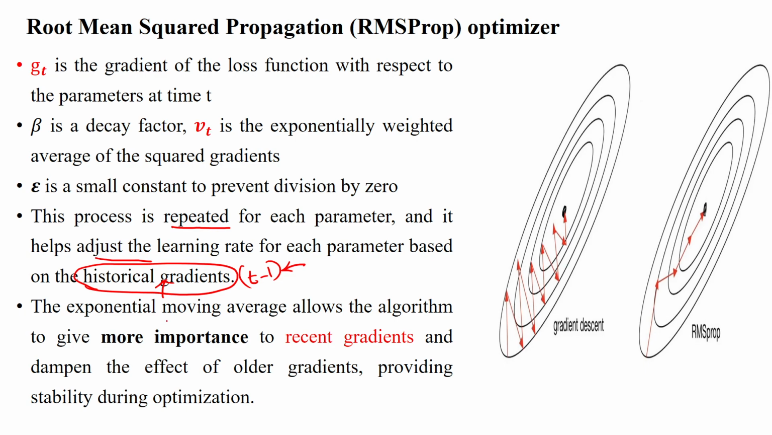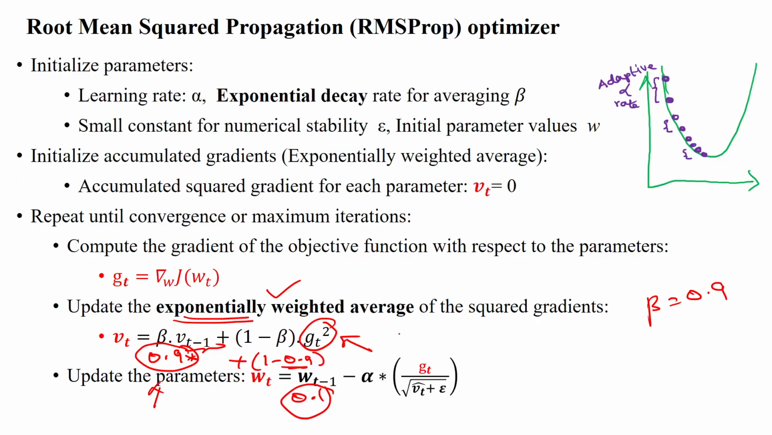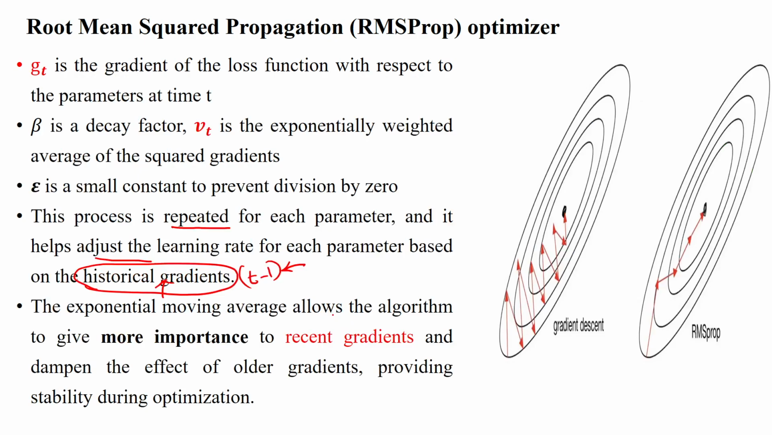This is useful to get faster convergence than the AdaGrad algorithm. AdaGrad also uses an adaptive learning rate, but it does not use the exponentially weighted average of squared gradients. That is why convergence is very slow in AdaGrad, but here, using the exponentially weighted average, we get faster convergence than the AdaGrad algorithm.